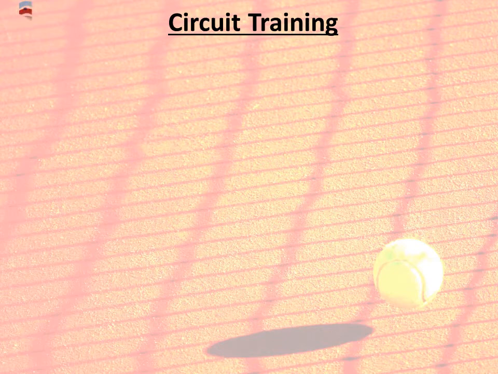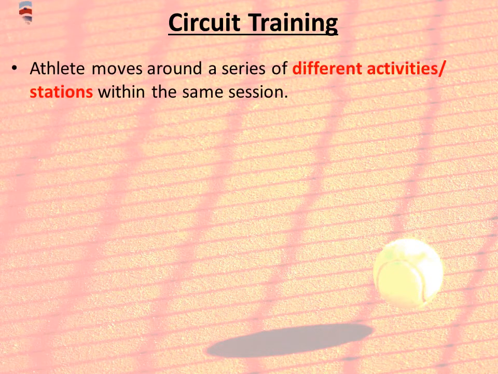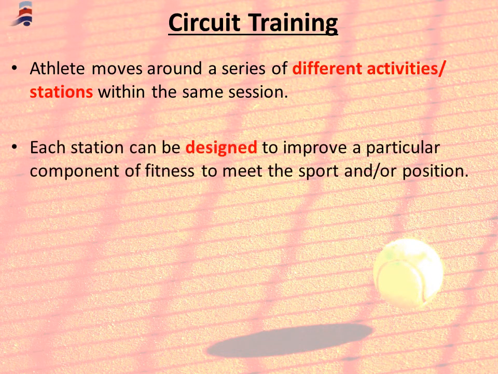We then come on to circuit training. Now hopefully most of you are familiar with circuit training, which involves you moving around a series of different stations or activities within the same session. This is really good type of training because each station can be specifically designed to improve a particular component of fitness. So in one session you might work on all 11 components, or you might work on just 1 or 2 components so that each station is designed to do that particular area of improvement.